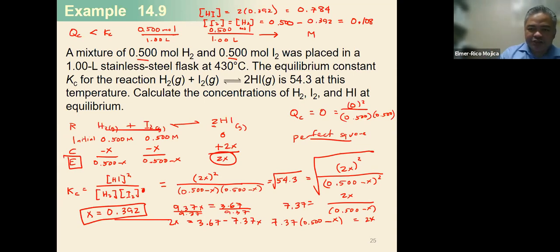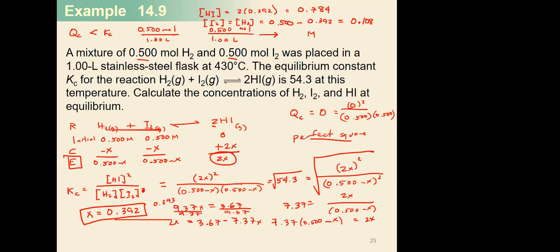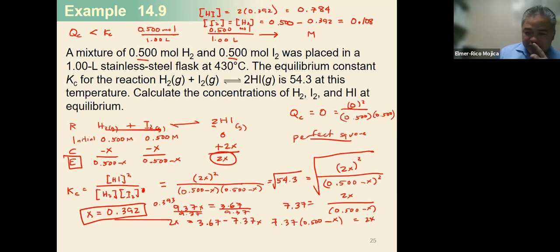But in my notes, it's supposed to be 0.393, the one that I have here. I got 393. So in case you get 0.393, that will be 0.786 squared divided by 0.107 squared. Maybe it will be much closer to the 54.3.